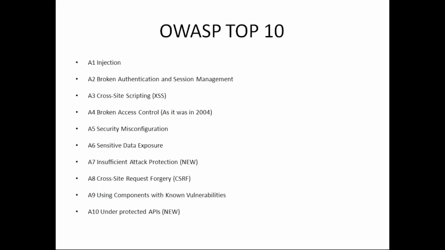These are the different top 10 of 2017: injection, broken authentication and session management, cross-site scripting, then broken access control, which was the same as in 2004. Then there is security misconfiguration and sensitive data exposure. The seventh one is new, which is insufficient attack protection. Then there is CSRF, cross-site request forgery, using components with known vulnerabilities, and underprotected APIs, which has come this year because of the introduction of APIs.